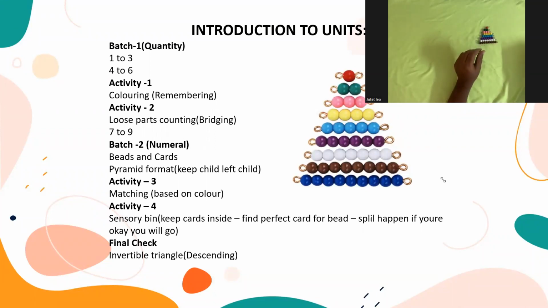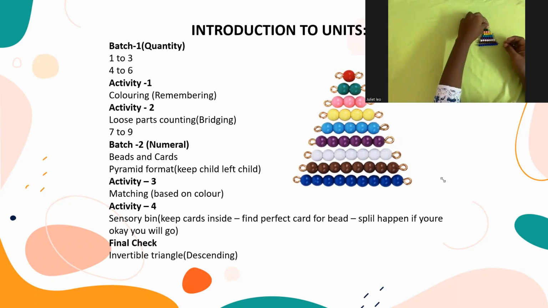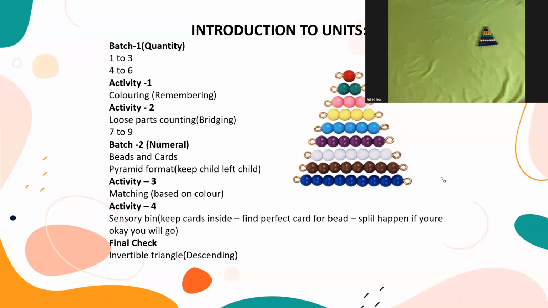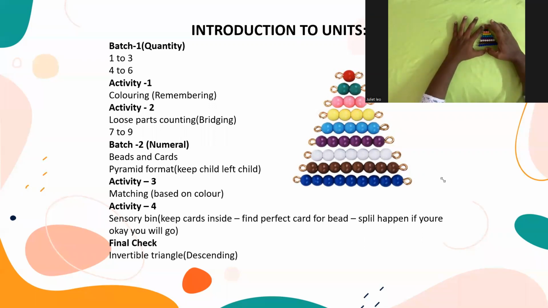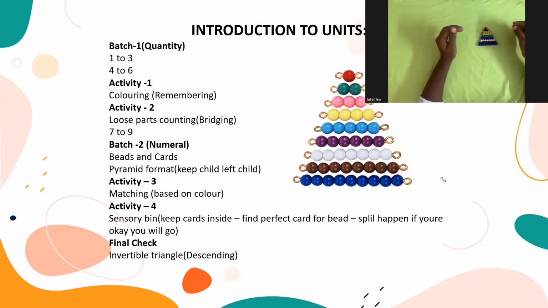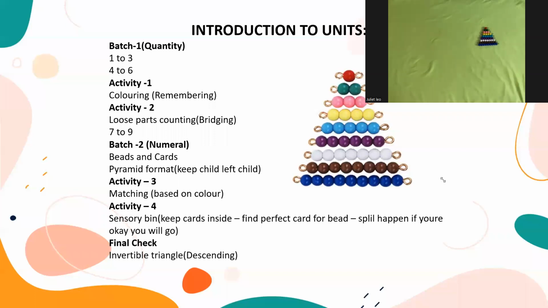In the same way, we are going to introduce number 7, number 8, as well as number 9. So these are called the units, 1 to 9. In this pyramid, this pyramid shape is very important, because this gives the understanding from smaller number to largest number.